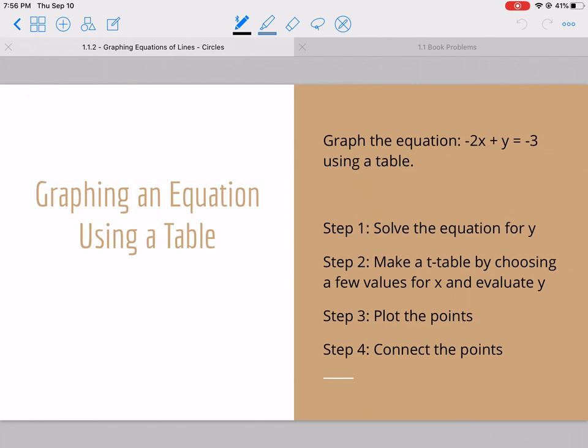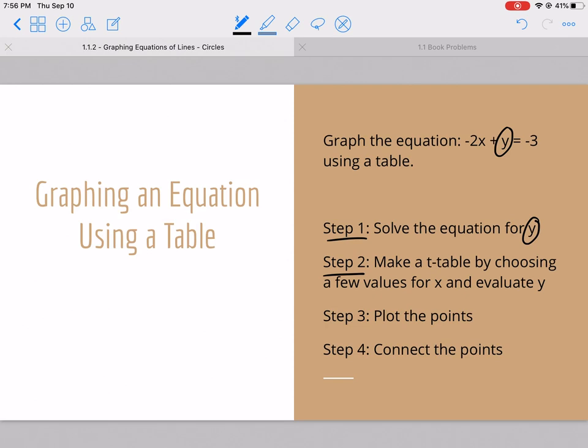Okay, graphing an equation using a table. So this is something we're going to do all year long. And just to review, this could be with any type of function we're talking about, not just linear, but just to review how to graph an equation using a table. Oftentimes, the first thing that you're going to want to do, step 1 here, is to solve the equation for y. So in this case, if it's not already solved for y, you want to isolate y like we just did in our warm-up, because we always graph equations in that format.